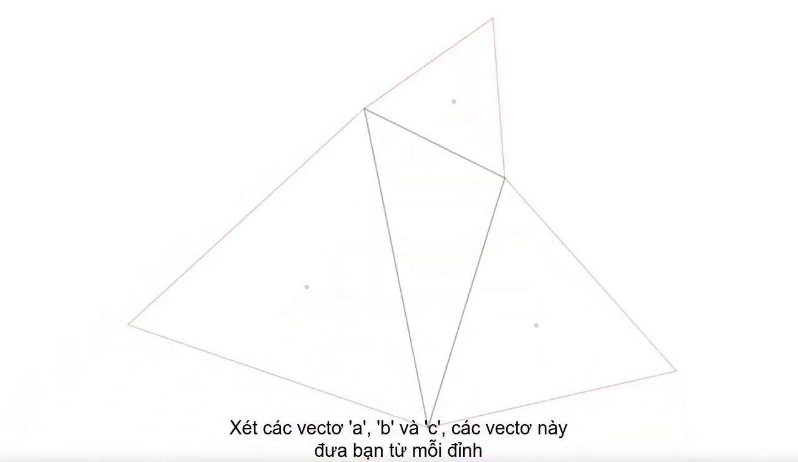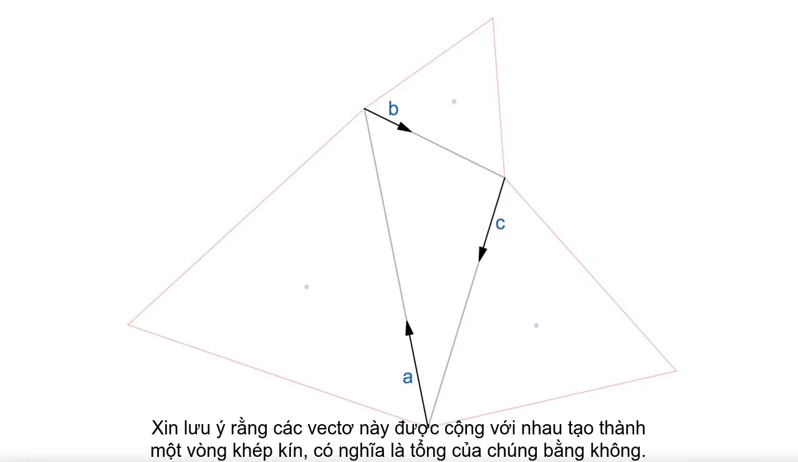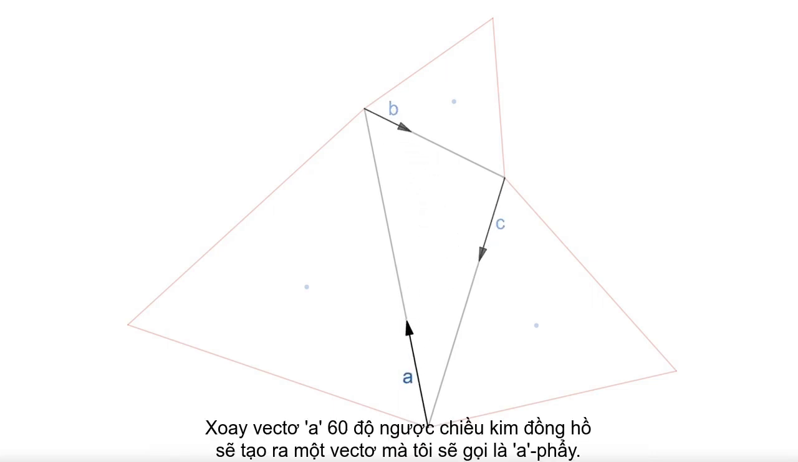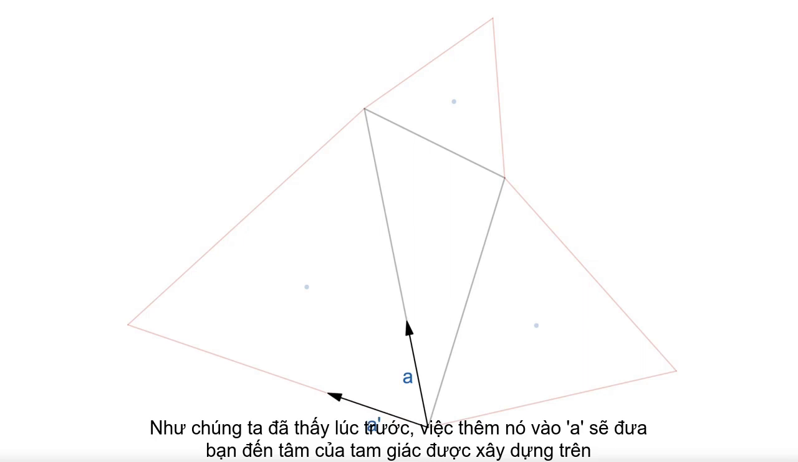Consider vectors A, B, and C, which take you from each of the vertices to a point 1/3 of the way along the corresponding side. Note that these vectors added together form a closed loop, which means they sum to 0. Rotating the vector A 60 degrees counterclockwise creates a vector that I'll call A'. As we saw moments ago, adding that to A gets you to the center of the triangle built on that side.